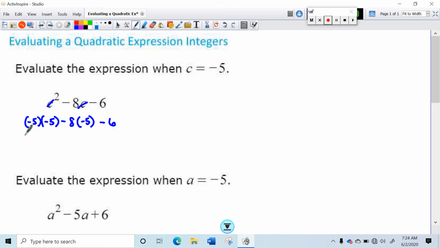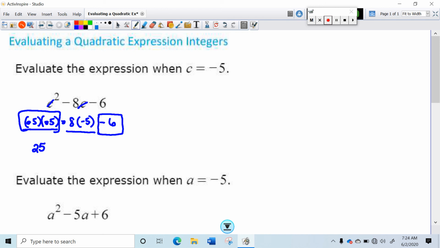Okay, multiplication, get rid of your parentheses first. So here's how I like to do it. I like to separate them into sections so that I can see what I'm doing a little bit better. So for the first one, negative times a negative, it takes 2 negatives to cancel. So this negative cancels with this one. So 5 times 5 is 25.